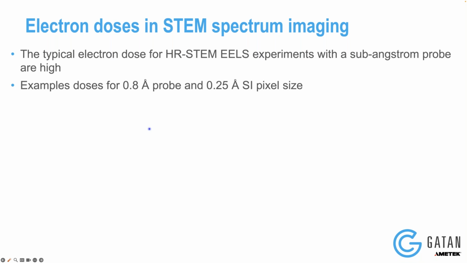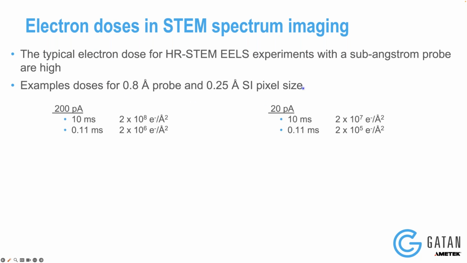So example doses for a subatomic probe, 0.8 angstroms with a 0.25 angstrom SI pixel size. These are fairly typical numbers for HR STEM: 200 picoamps versus 20 picoamps, and 10 millisecond pixel time versus 110 microsecond pixel time. So let's start on the high side.